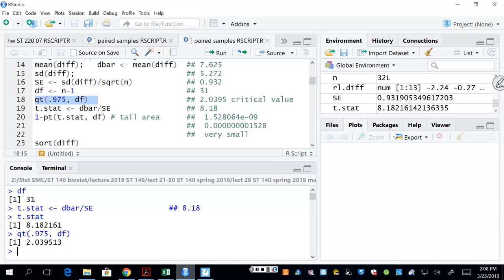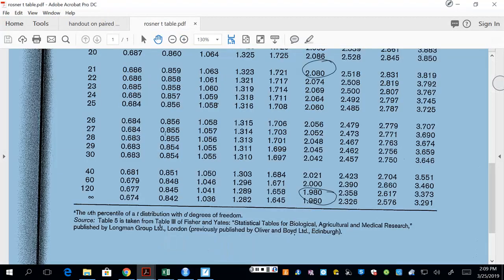Yeah. So back on the table, if, like, say we wanted the exact for 31, how would you estimate it? Yeah. So if you didn't have it exactly on the table, you can go down to the.